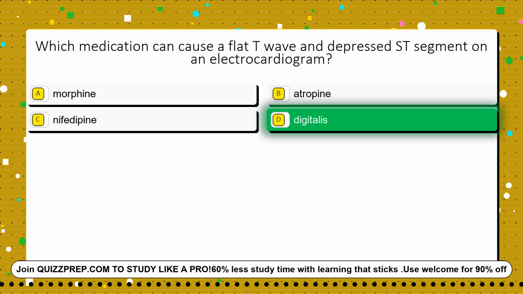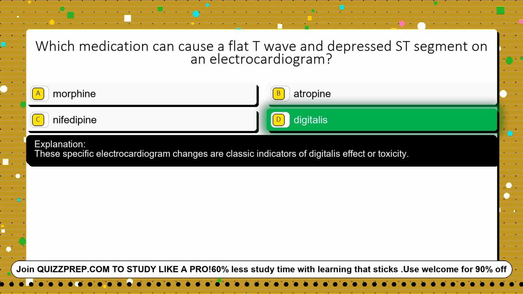The correct answer is option D. Digitalis. These specific electrocardiogram changes are classic indicators of digitalis effect or toxicity.